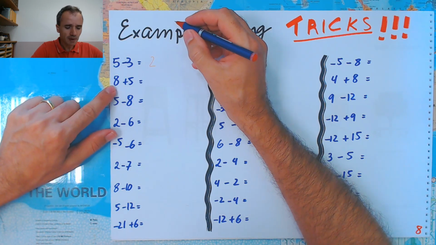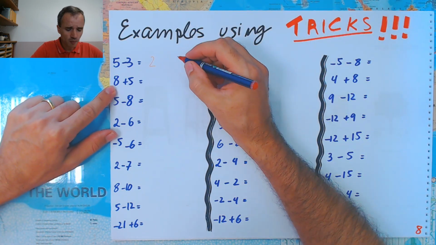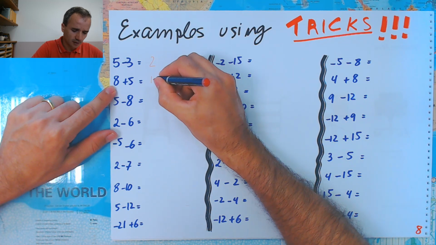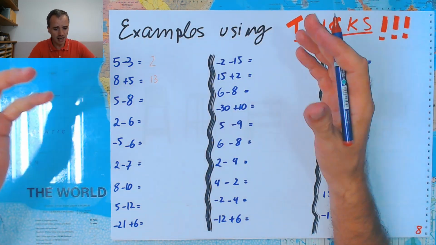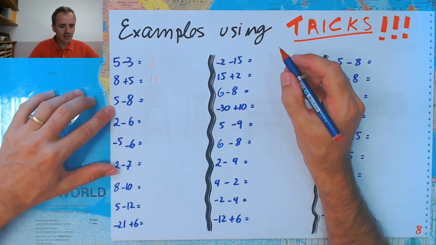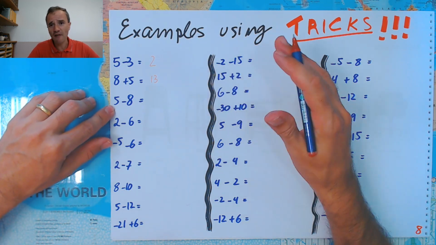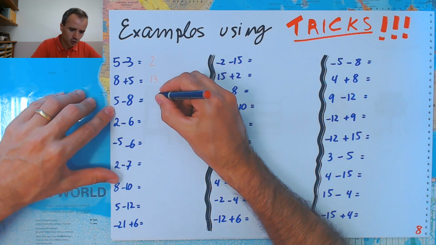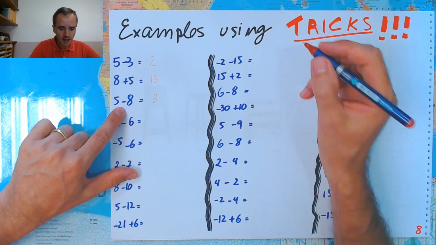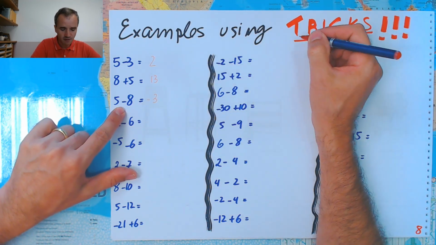Now 8 plus 5, again, I'm just going to make what? It's going to be 13, okay? Everybody's positive, just add everybody. 5 minus 8, again, the difference between 5 and 8, it is 3. So I'm going to put the 3 in here. Because 8 is bigger, it's going to be negative 3.